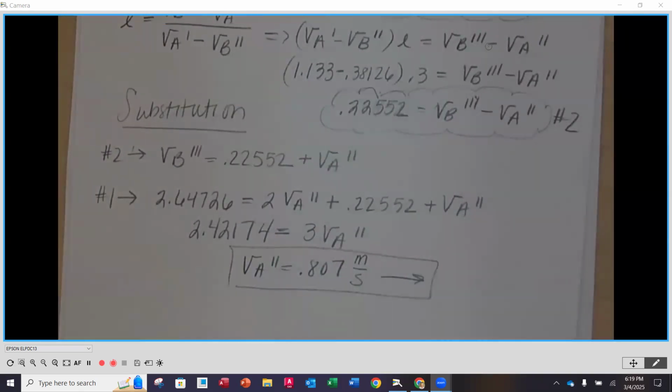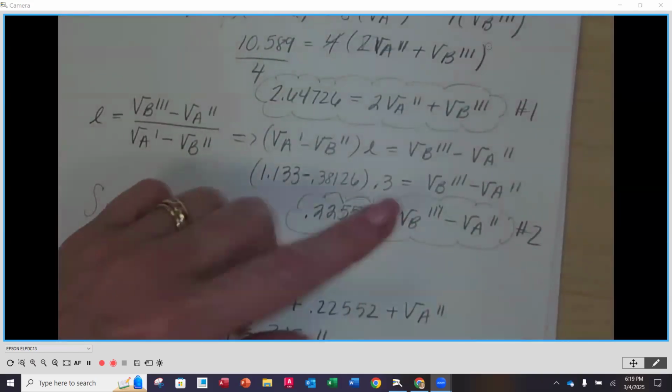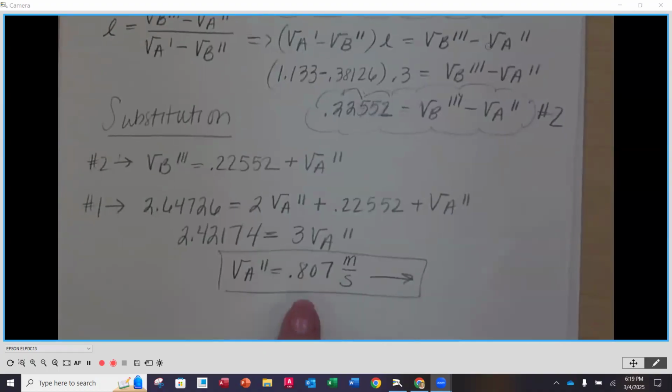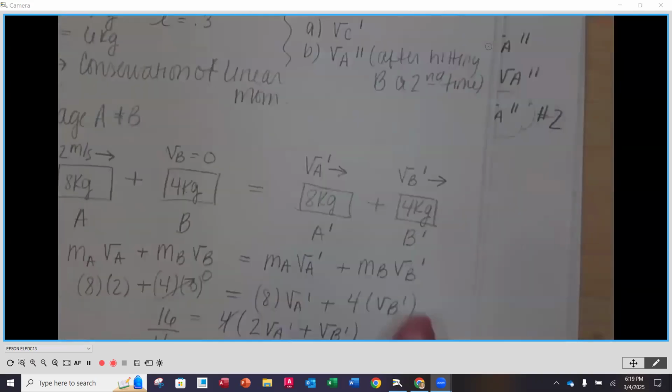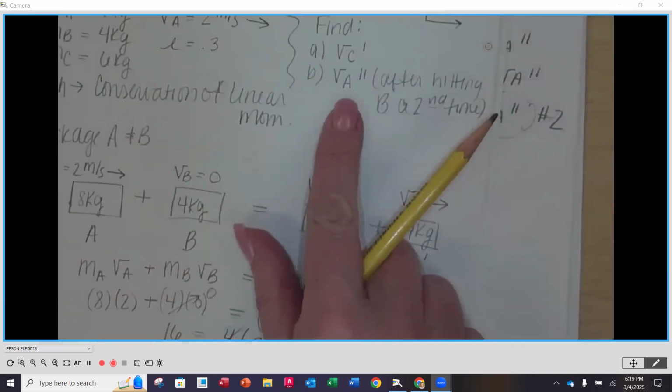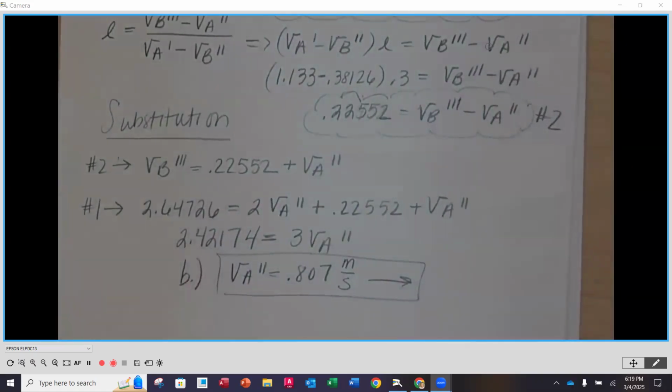All right. How did we do on that one? Any questions at all? So this takes it. We don't have to do B triple prime because what we were trying to find was how fast is A going after it hits B a second time. So this is the answer for part B. We can say that there it is.